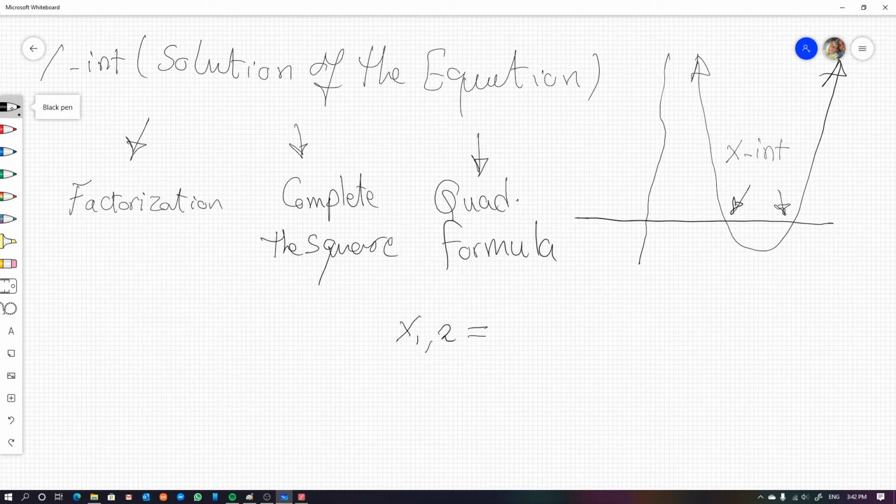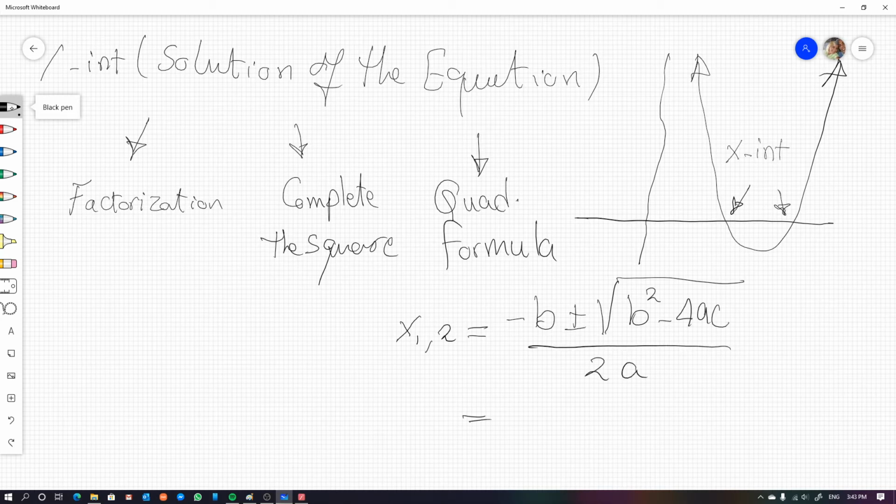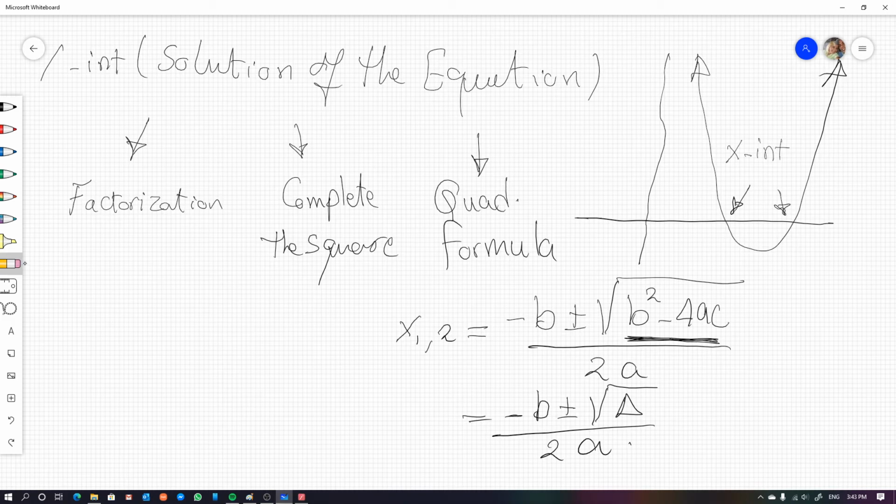x1,2, that means the value of x has x1 and x2, which is negative b, positive or negative, square root of b squared minus 4ac, over 2a. Or, if you notice, this is what we talked about, the discriminant, we could write it as minus b, positive or negative, square root of the discriminant, over 2a.